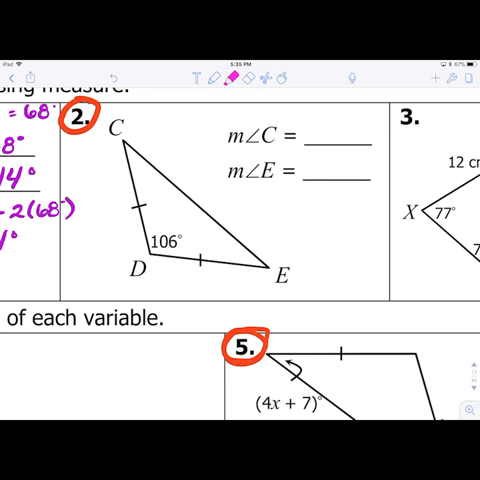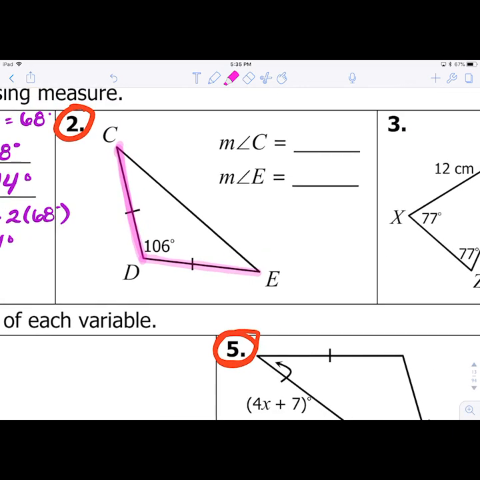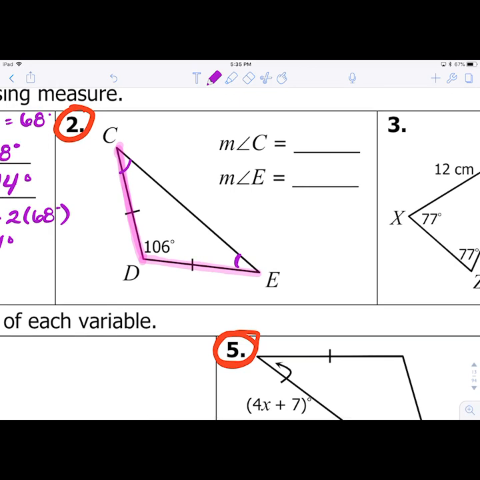You got to ask yourself, what are you given? Are you given the base angle here or the vertex angle? Well, since we can see that the angle we're given, which is angle D, is created by the legs, which are the congruent sides, then this 106 is the vertex angle. And we know that these two angles down here will be congruent because they're the base angles, right? They're opposite of my congruent sides.